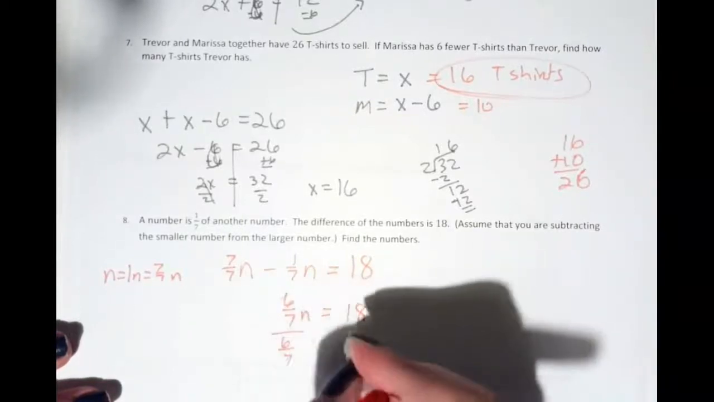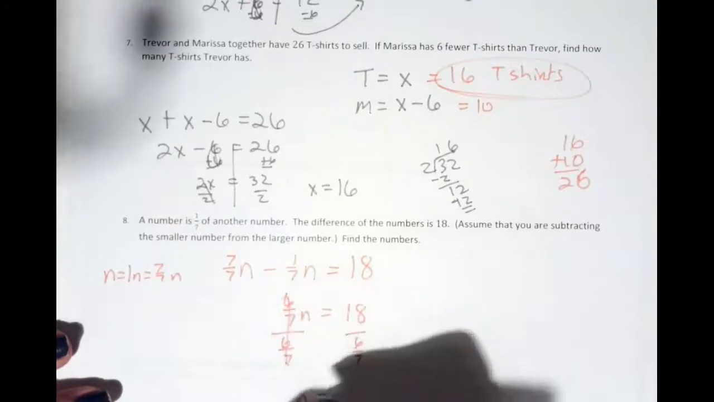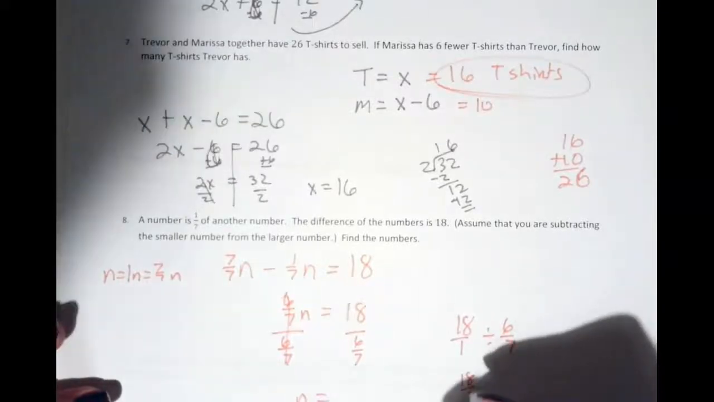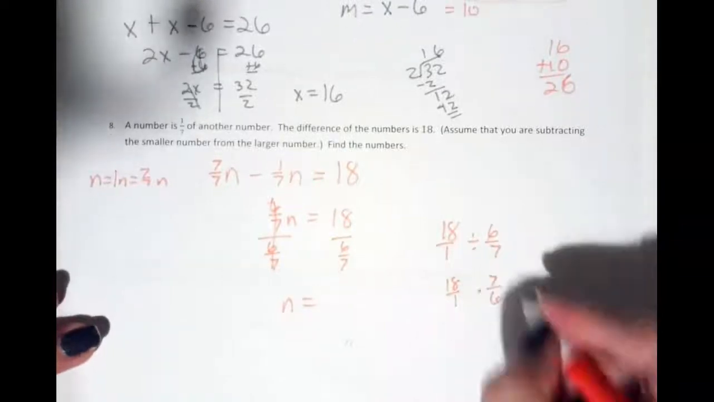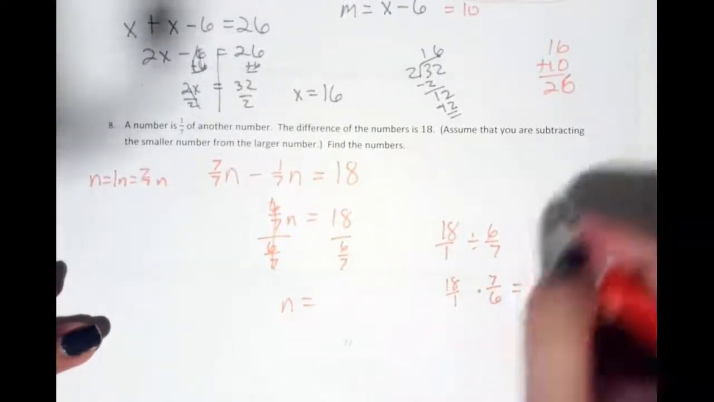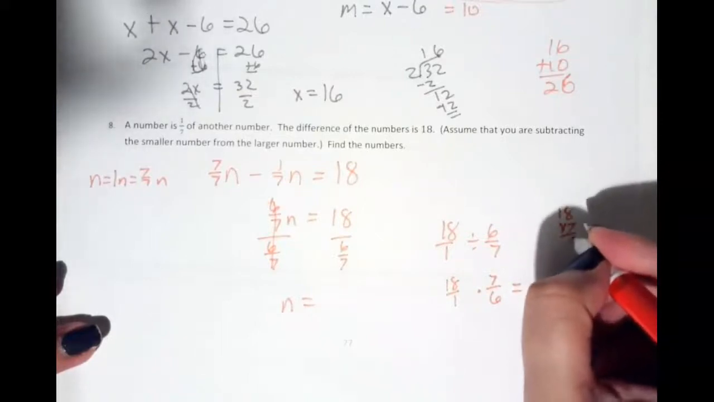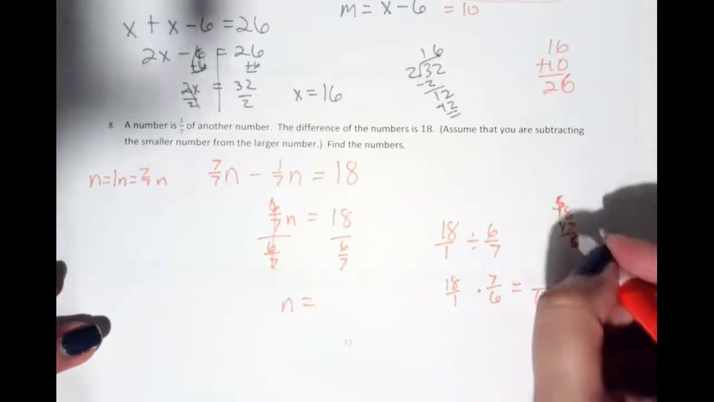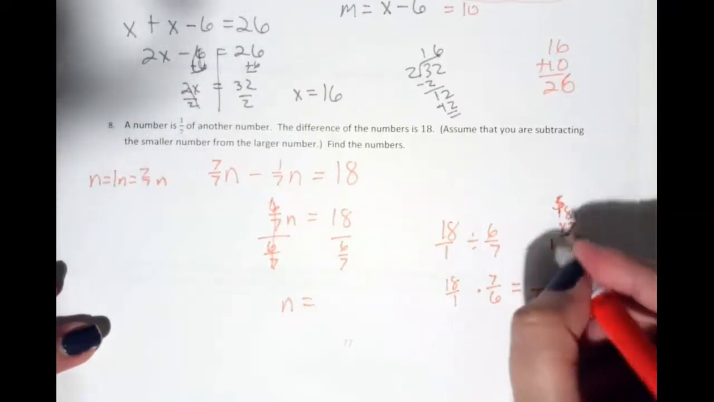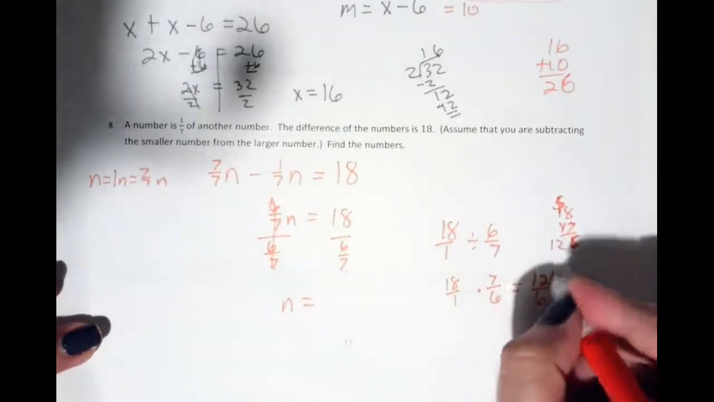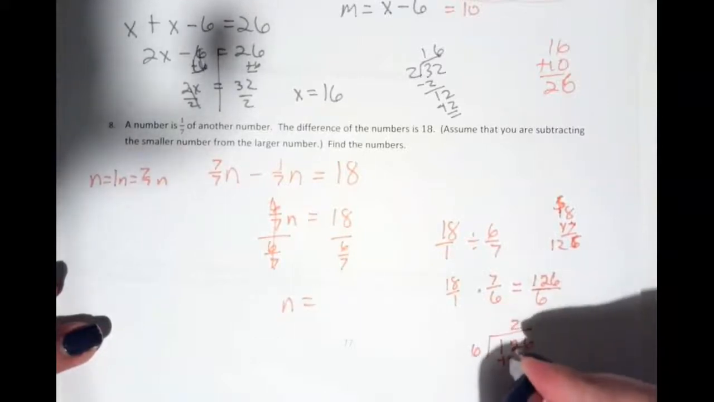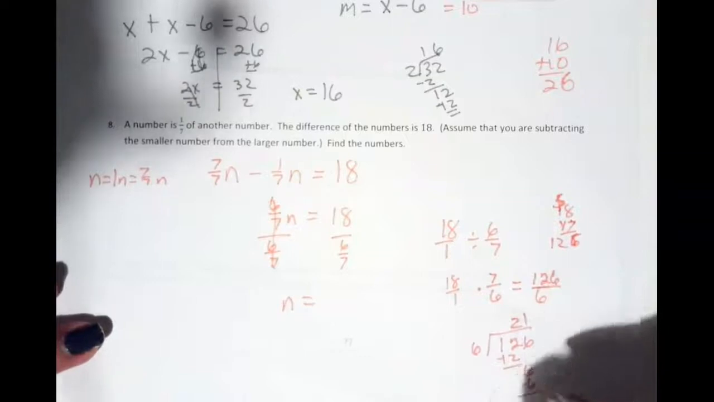I would need to divide each side by 6/7. And I know that to divide fractions, I actually multiply by the inverse. So 18 times 7: 7 times 8 is 56. 7 times 1 is 7, plus 5 is 12. So I get 126 over 6. So I need to divide. It's going to be 21.